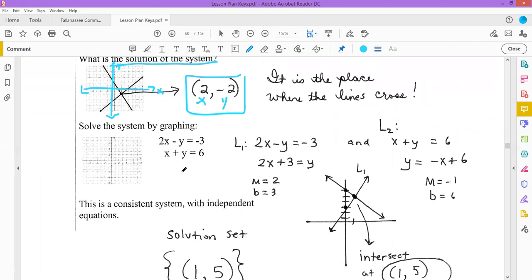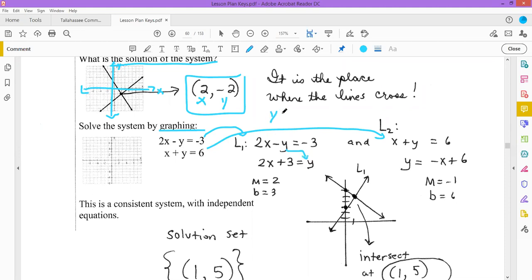For the next example, we want to solve this system by graphing. And the way that we're going to solve the system by graphing is, like I said before, each of these equations is going to have its own graph. So we have to write the equation separately, and then we're going to graph the two lines separately. So our first equation, 2x minus y equals -3. We're going to solve this equation for y, get y by itself first, okay?